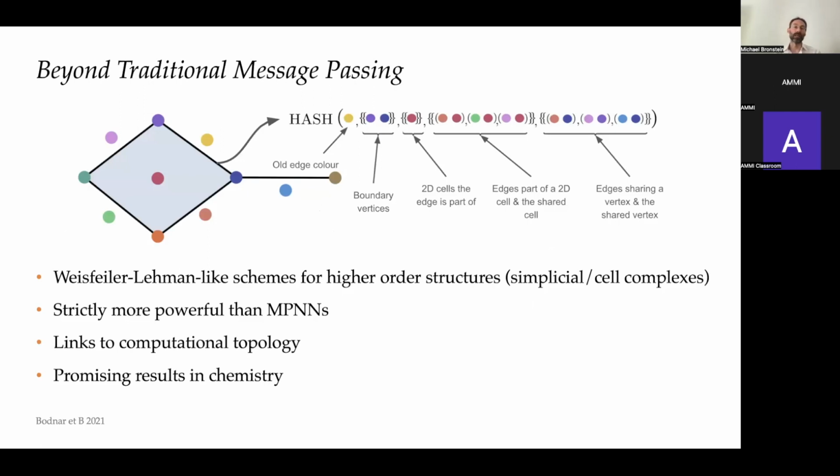One such idea would be to go beyond propagation of information between nodes along the edges of the graph, and to use more exotic, higher dimensional, higher order structures, such as simplicial or cellular complexes, and define maybe higher dimensional analogies of the Weisfeiler-Lehman color refinement schemes for these kinds of topological objects. You can show that these schemes are not only more powerful theoretically, but also in some applications they more naturally model the structures that arise. Chemistry is probably one example.